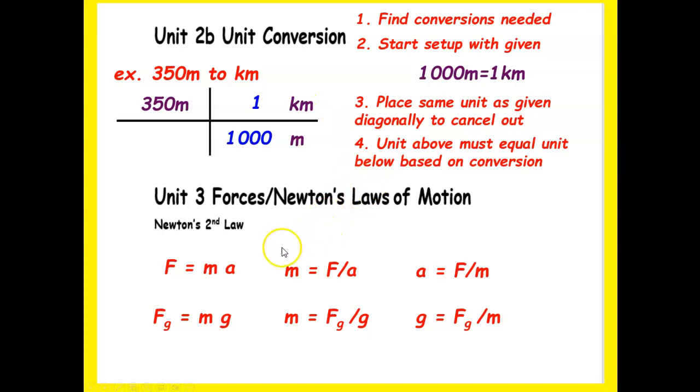Here are unit 3's formulas. These are the formulas for Newton's second law. Force is equal to mass times acceleration. And then this is the formula for weight, which again, g stands for the 9.8 meters per second squared.